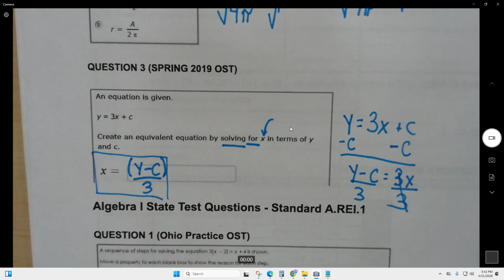So that's it. That's A.CED.4. Very quick standard.